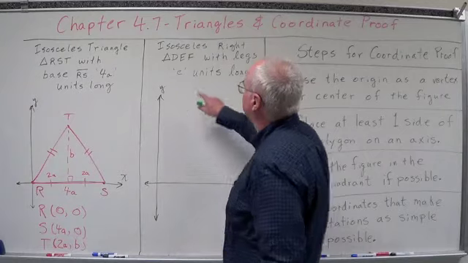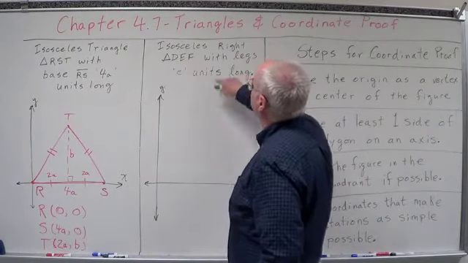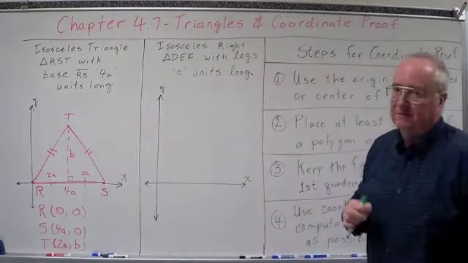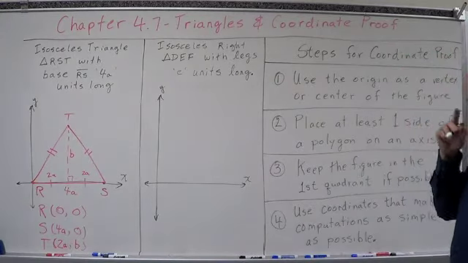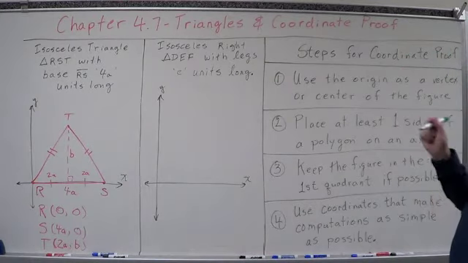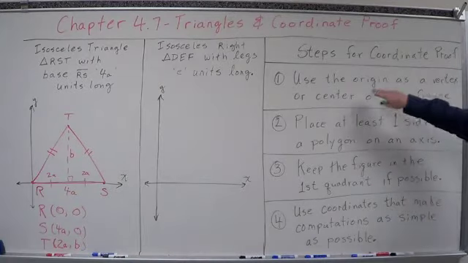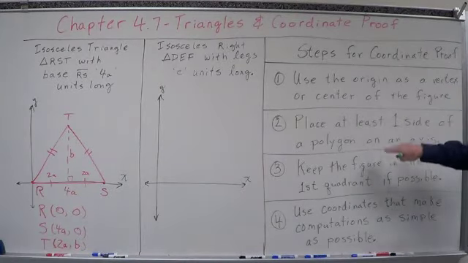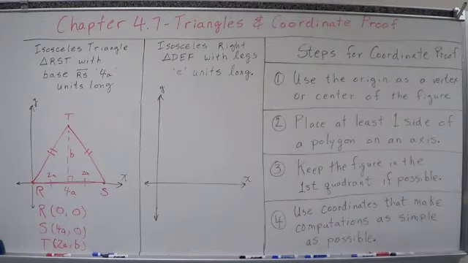Isosceles right triangle DEF with legs E units long. Got a right triangle. Wow, where would you like to put that right triangle? Use the origin as a vertex or center. Place at least one side of a polygon on an axis. Keep the figure in the first quadrant. Make it as simple as possible. If I've got a right triangle, I could put two sides on the axis, couldn't I? I could put one of them on the x-axis and one of them on the y-axis, couldn't I?